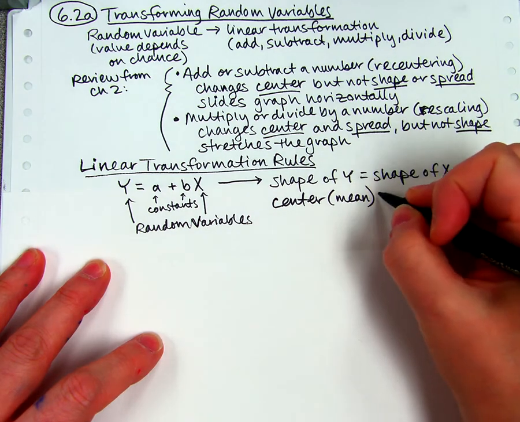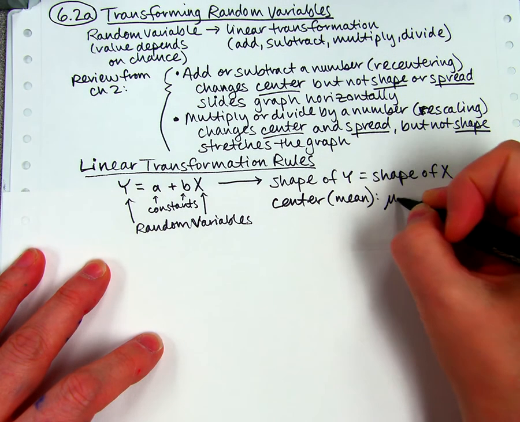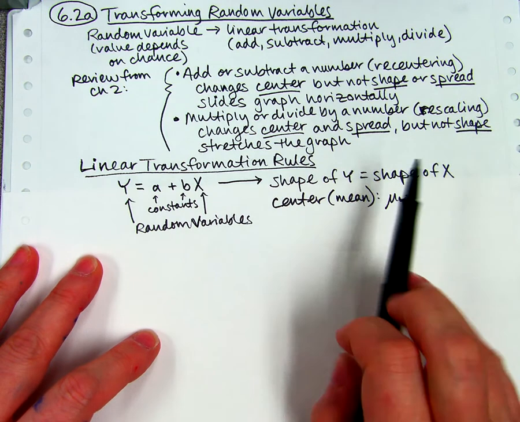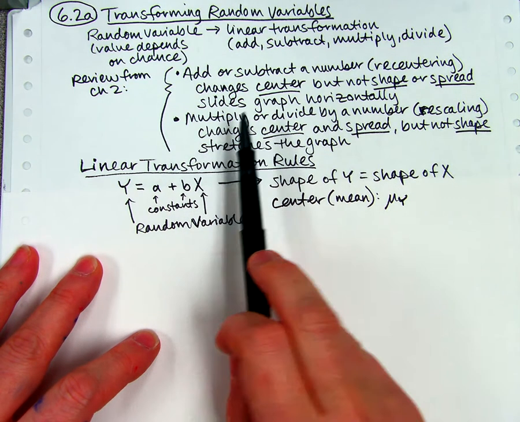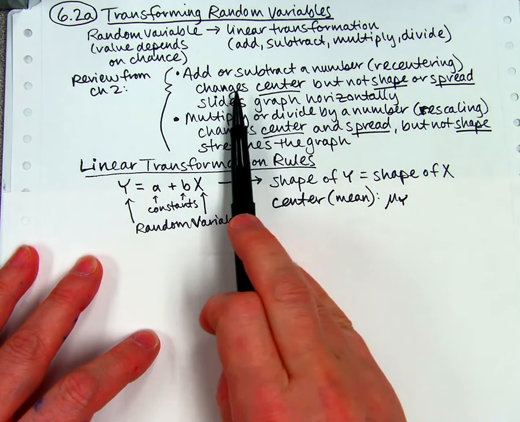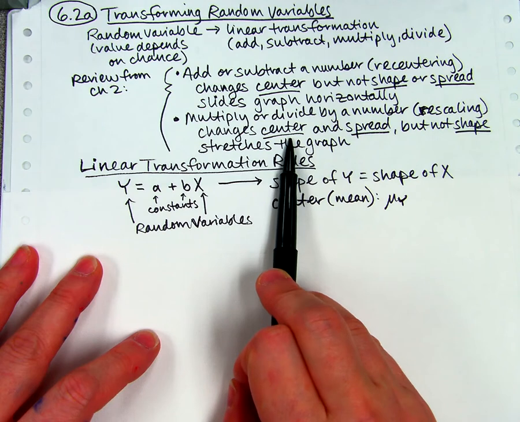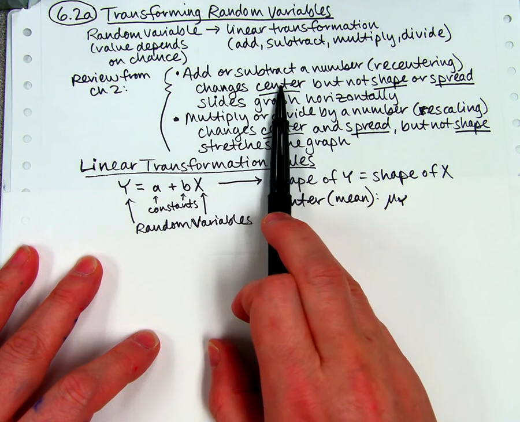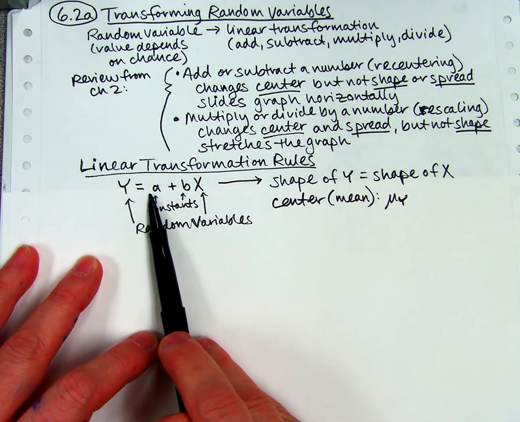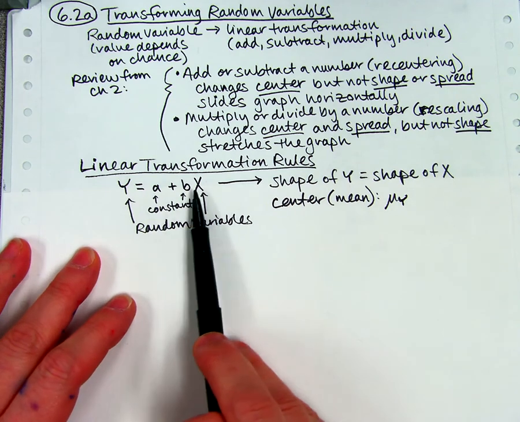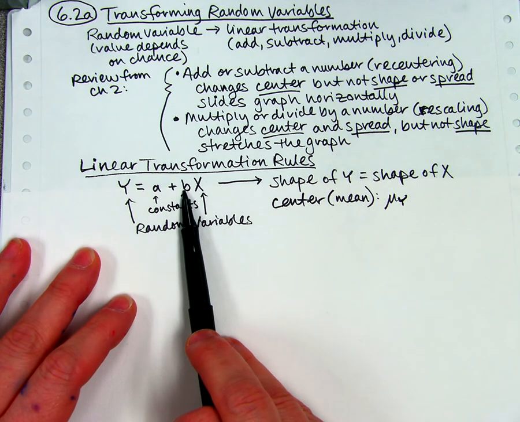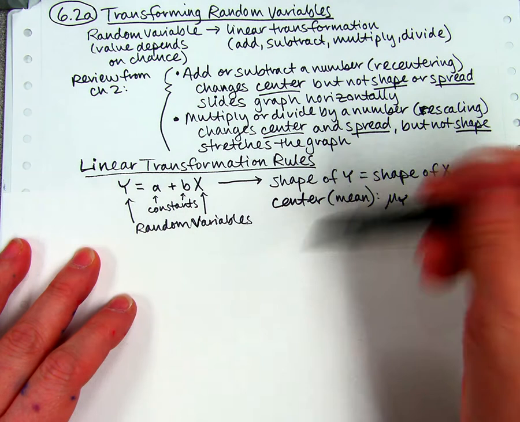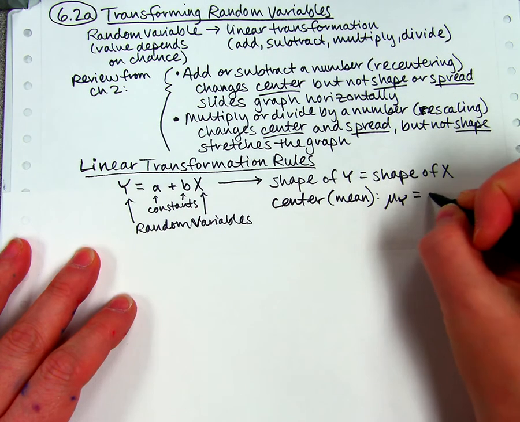So I want to think about what happens to mu y compared to mu x. Mu x is the mean of x. So if I'm adding and multiplying or subtracting or whatever, that changes the center. The center changes both by the multiplying and the adding, which means basically this thing that we did to x, we also do it to the mean. If we multiply by b, that multiplies the mean by b. And if we add a, that adds a to the mean.